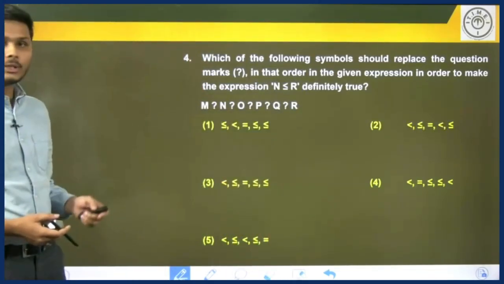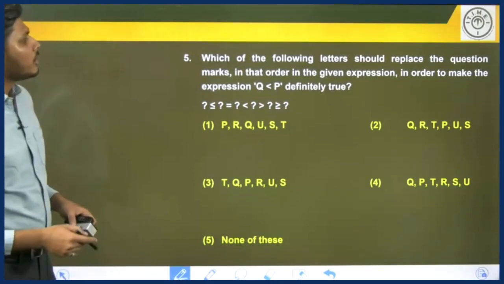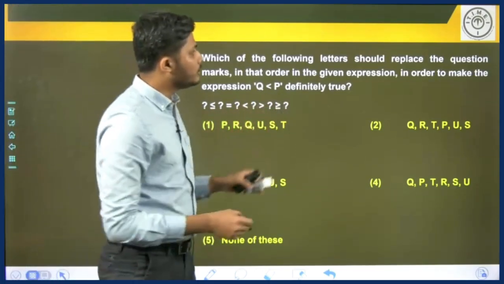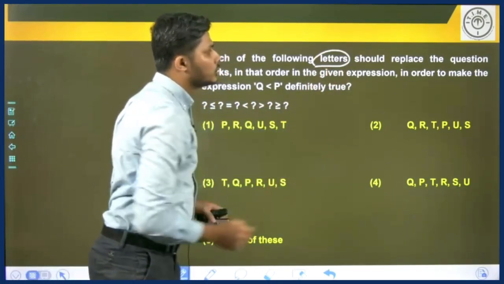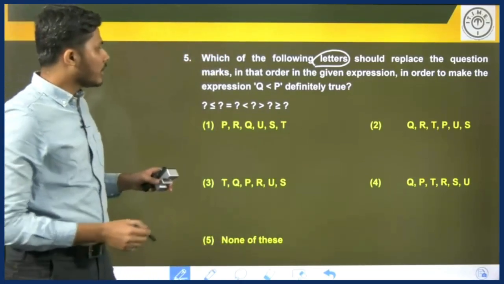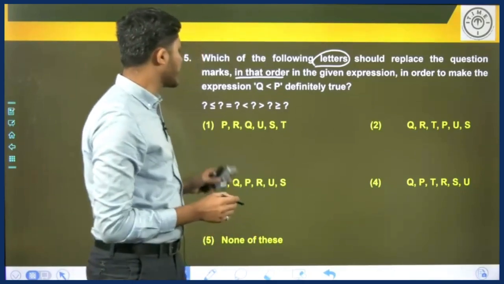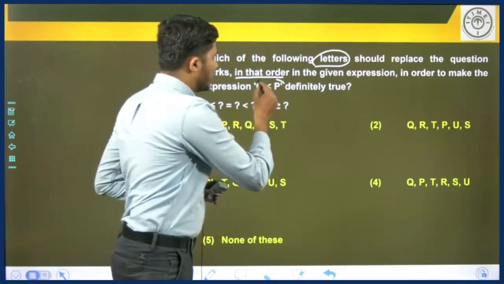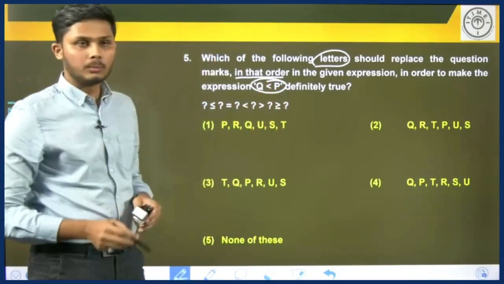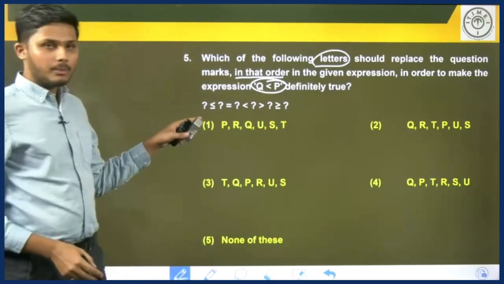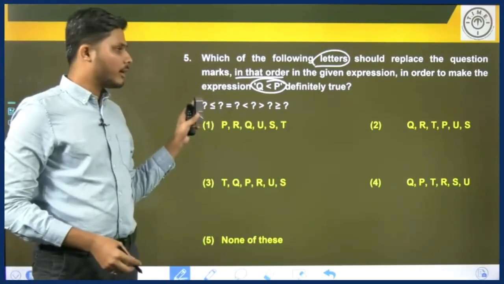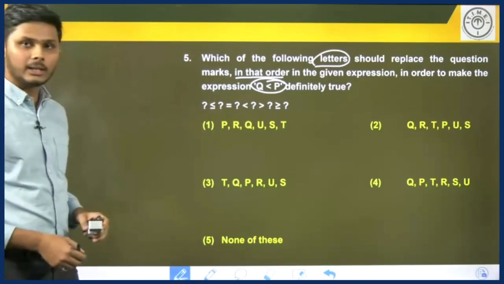Moving on to the fifth question. Which of the following letters should replace the question mark in that order in the given expression in order to make the expression Q less than P definitely true? So now let's look at the options. Here we are given the symbols and we have to replace the question mark with the letters.